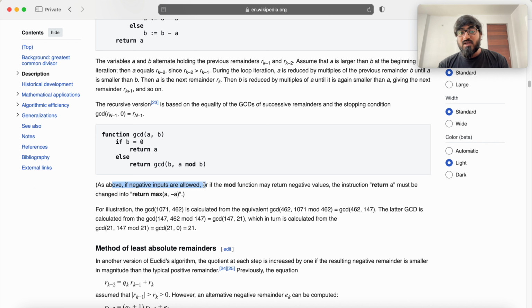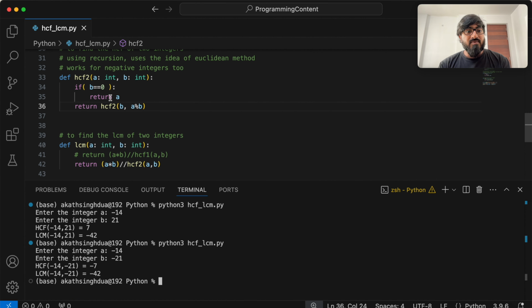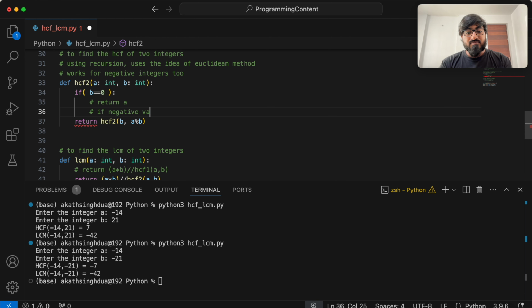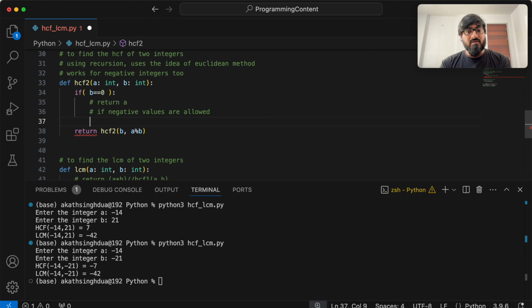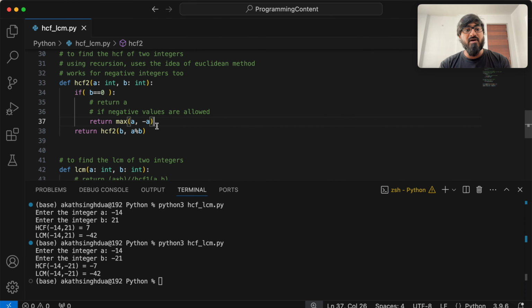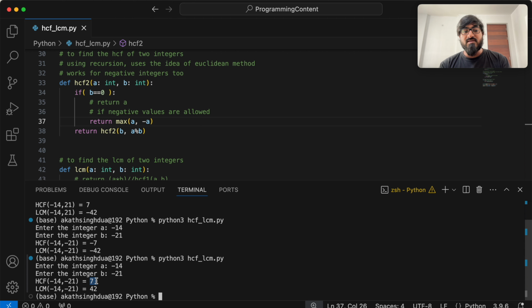If negative inputs are allowed, if the mod function may return negative values, the instruction return a must be replaced by max of a and minus a, or basically the absolute value of a. So either you return a or negative of a, whichever is the maximum. Max is an inbuilt function, it will return the maximum. So now when I run this using minus 14 and minus 21, I get 7, which is correct.